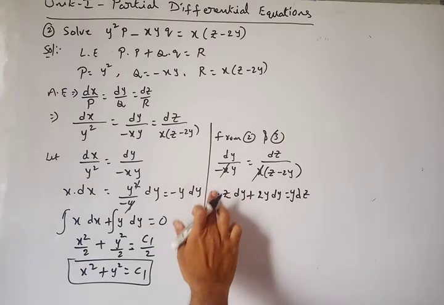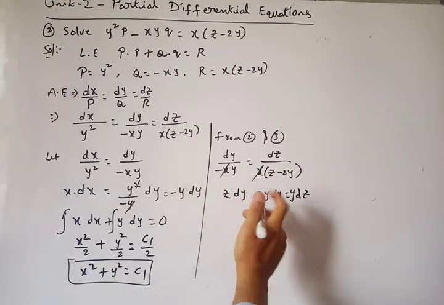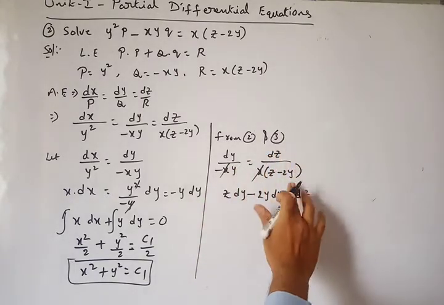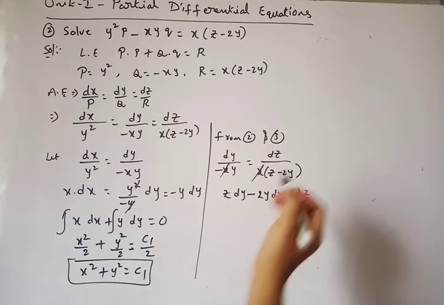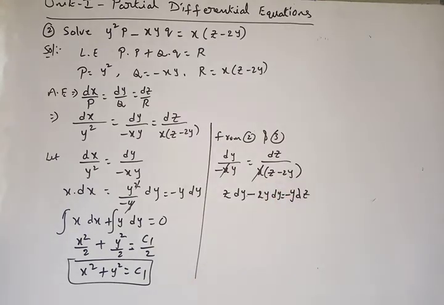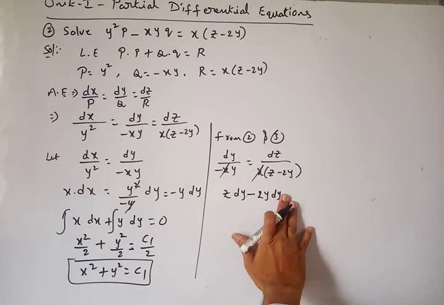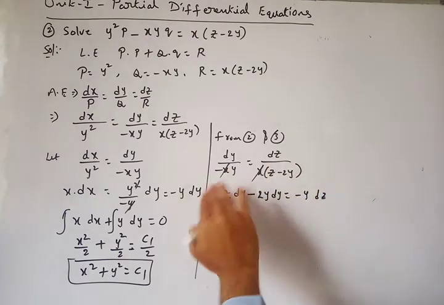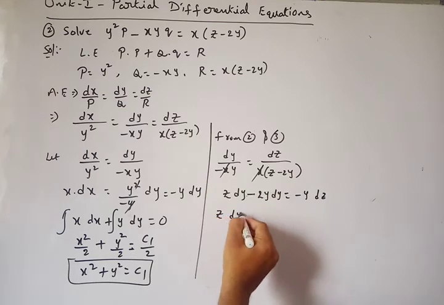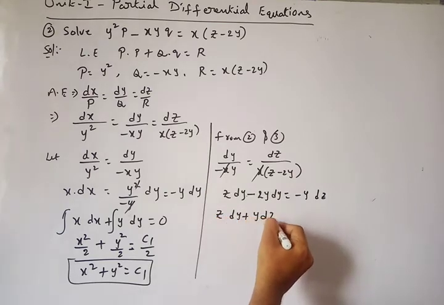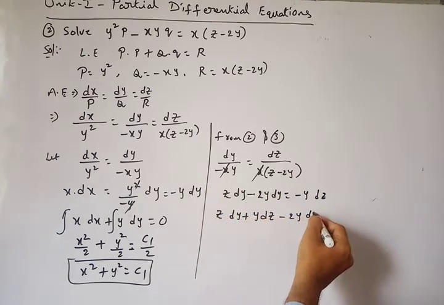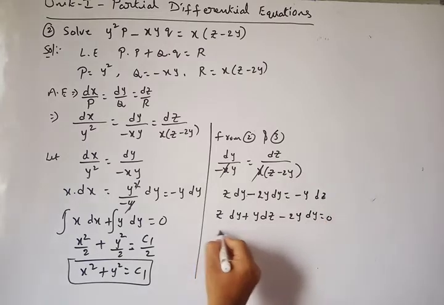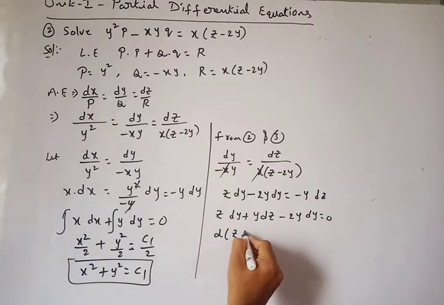Otherwise, if you are getting confused, just write like this: z dy minus 2y dy. This minus y dz will go to this side. It becomes equal to minus y dz. Right? Now take this one to this side. So z dy plus y dz minus 2y dy is equal to 0. This is the UV formula, no? d of zy.